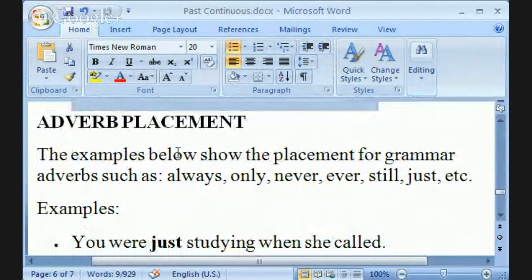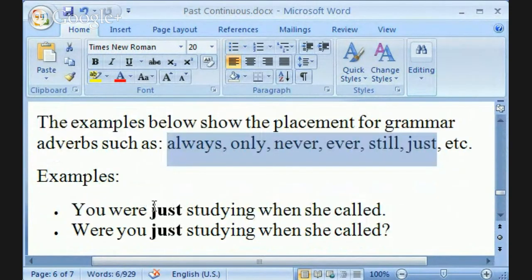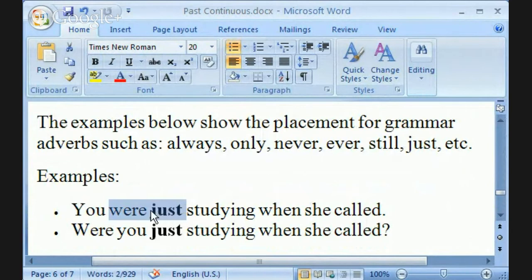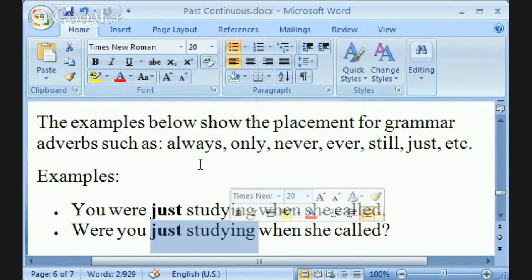Real quick, placement of adverbs, especially the grammatical adverbs. If you're modifying the verb, please, again, put them right in front of the verb. You were just studying when she called. Were you just studying when she called? Doesn't matter if it's a statement or a question. No difference. It's modifying or acting on the verb, so put it where it belongs, right in front of the verb. You can't go wrong that way.